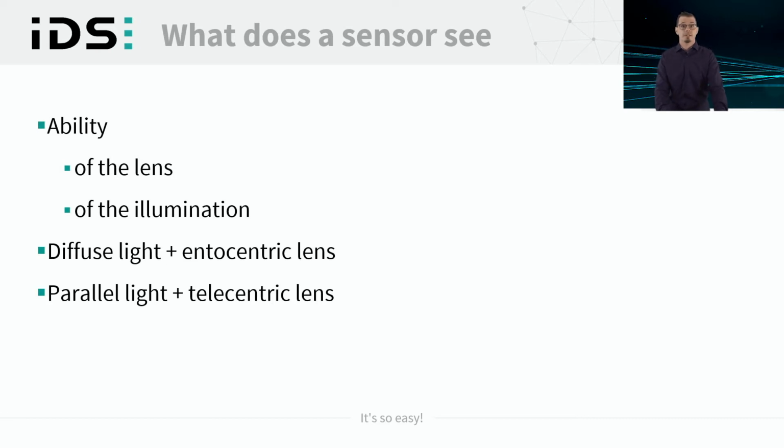As we have already seen with illumination, diffuse lighting can obscure many things. When combined with an endocentric lens, virtually all defects in the optical path are invisible to the camera. This accords with most applications of our customers. An application with parallel light and a telecentric lens, however, makes every defect in the optical path visible. If the image is also averaged over several images, the defects become even more obvious.